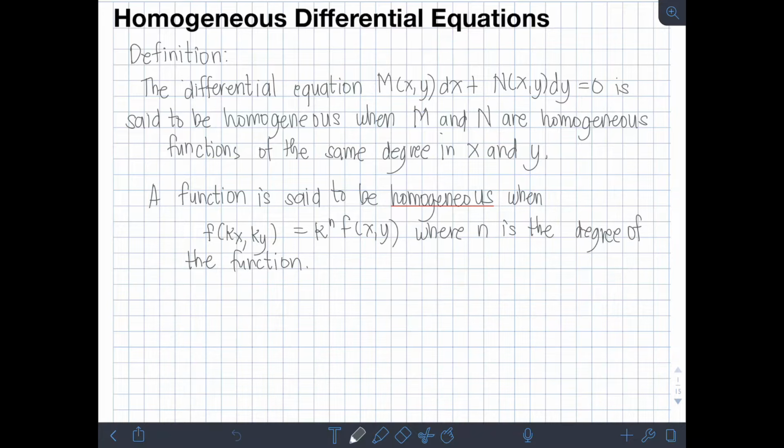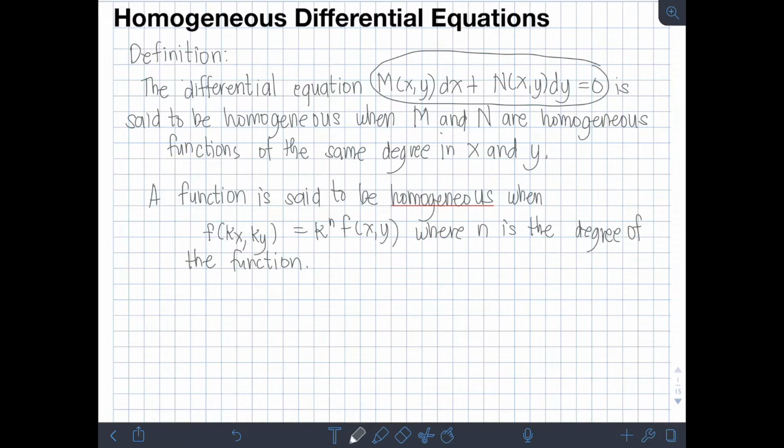So, definition, the differential equation M of x, y dx plus N of x, y dy equals 0 is said to be homogeneous when M and N are homogeneous functions of the same degree in x and y. Okay, so kapag daw meron tayong differential equation of this form, kung saan yung M of x, y natin at N of x, y natin ay homogeneous of the same degree in x and y, then yung differential equation natin ay masasabing homogeneous DE.